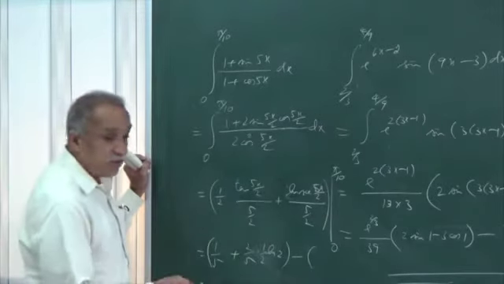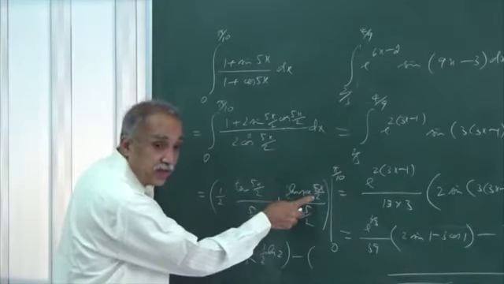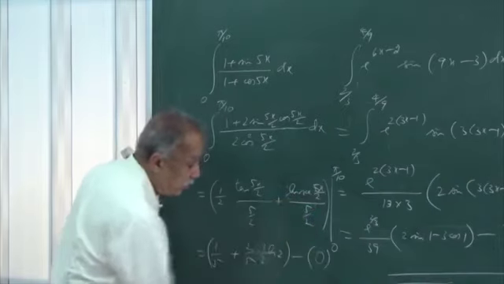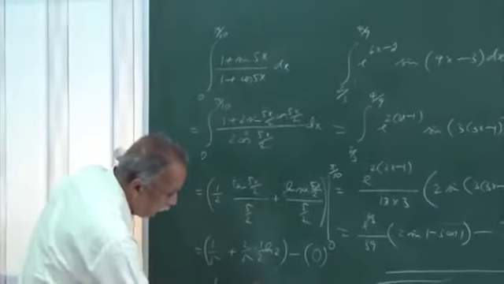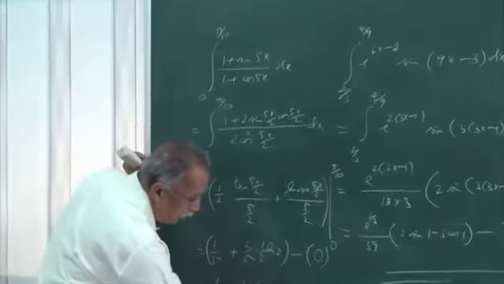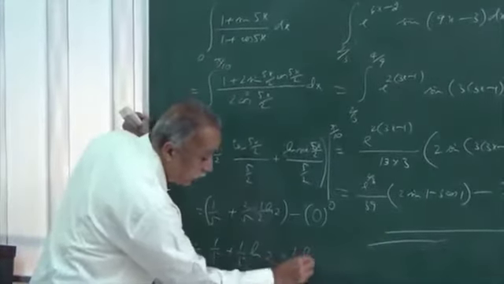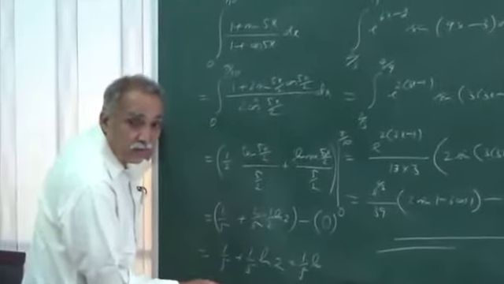Next at lower limit, 0. This is tan 0, 0. This is secant 0, 1. Log of which is 0. If you want, you may combine the two terms. You may write it as 1/5 of log 2e.